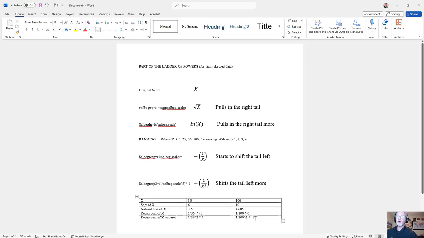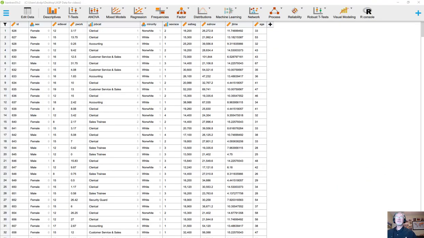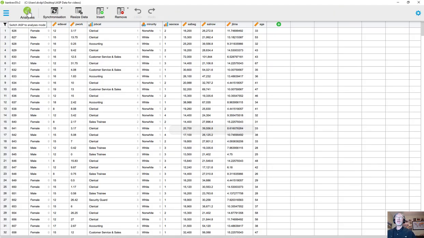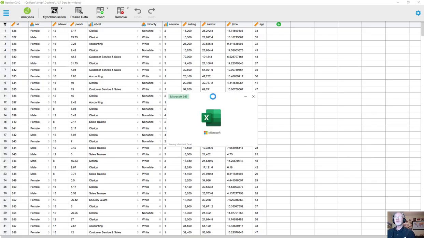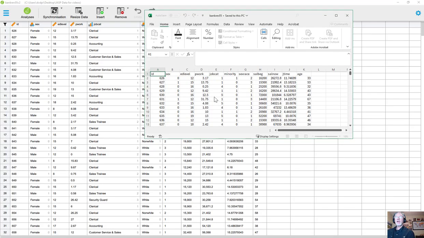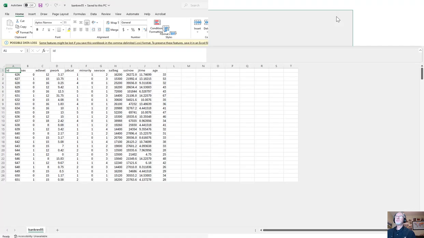Well, I'm going to show you this in practice. How do we do it? How do we manipulate our data in JASP by using the edit function? In the previous video, I showed you how to add computed columns in JASP. Today, I'm going to click on the edit button, and then I'm going to say I want to synchronize and open the data file, and it opens up an Excel file.